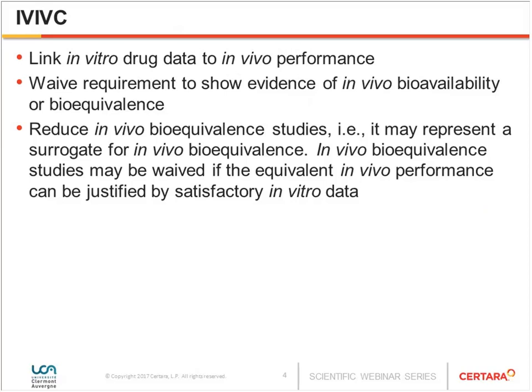Why do we have IVIVC? We have IVIVC not only to make mathematics or statistics, but to waive the requirement to show evidence of in vivo bioavailability or bioequivalence based on in vitro data. The aim of IVIVC is to reduce the in vivo bioequivalence studies. That means it can be a surrogate of in vivo bioequivalence. And in this case, if we have satisfactory in vitro data, we can use them as a surrogate of the in vivo. And that is quite important to understand because we discussed in vivo bioequivalence, and we will see that it's namely two main parameters.